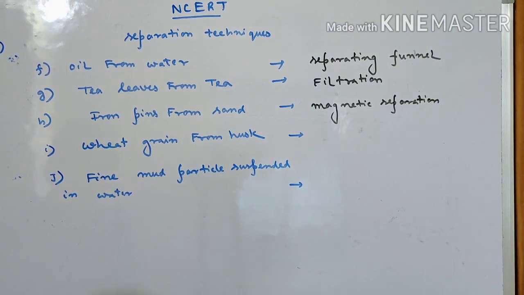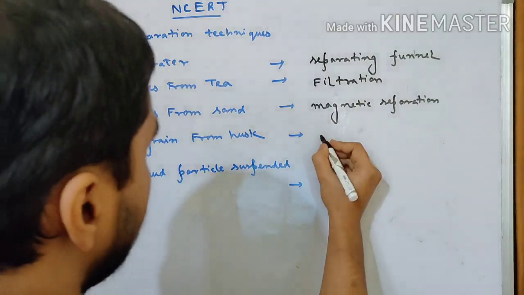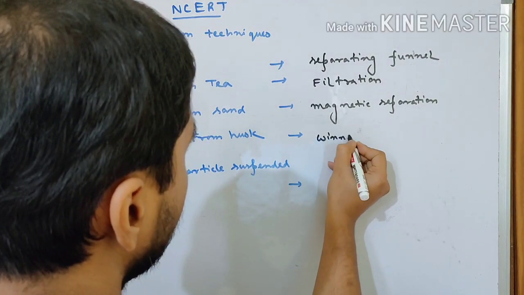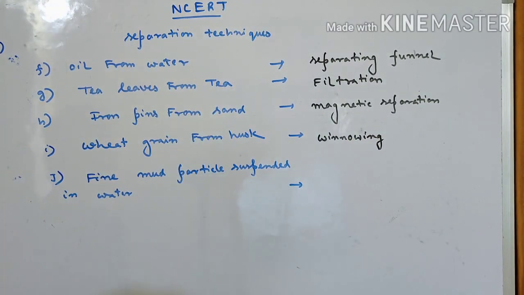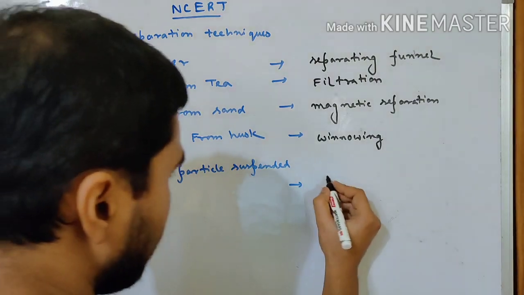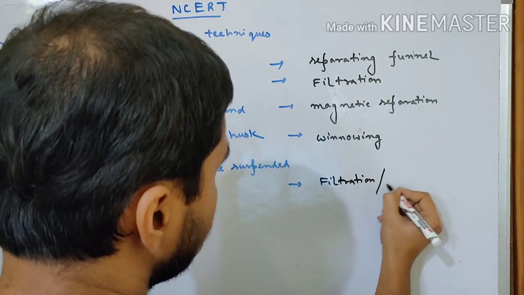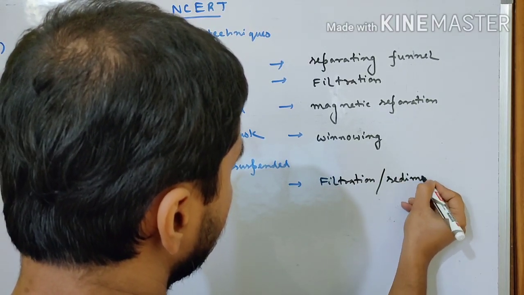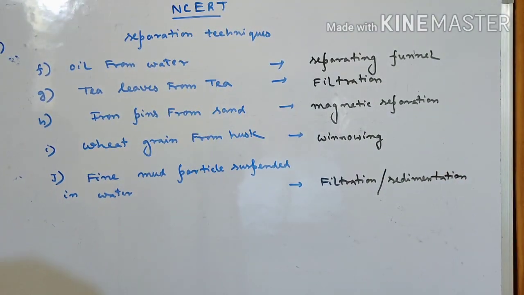Wheat grains from the husk. So in this case, winnowing, that will be the method. This is the method of separating wheat grains from husk, just to remember. And fine mud particles suspended in water. Here two methods, filtration you can use, or sedimentation. Either of them you can use.